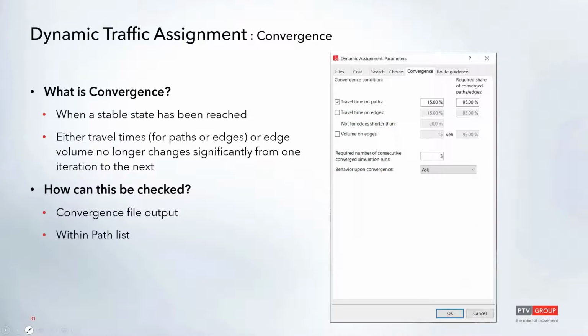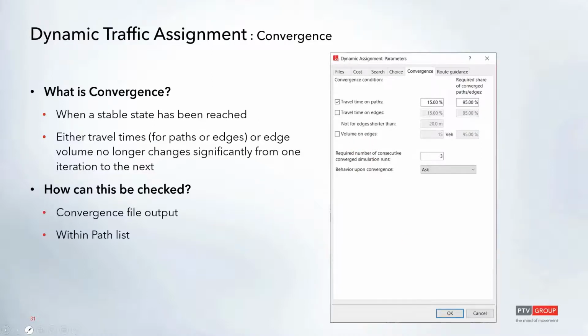Well, in this case, since we're running this path assignment, it is going to take the travel times into account, which are going to change between the iterations. Convergence will be reached once we have a stable state. And this will be determined based on the settings that are set up within that dynamic assignment parameters window.